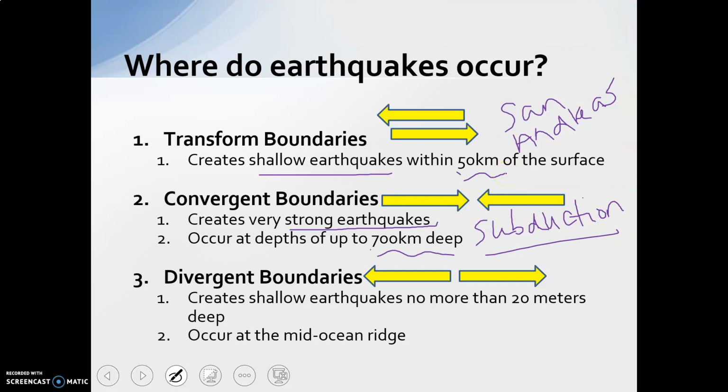The last type of place earthquakes occur is a divergent boundary. It also is going to create shallow earthquakes no more than 20 meters deep. And these are going to occur at mid-ocean ridges. So this is going to be like in, say, Iceland. Lots of little mini earthquakes occur in Iceland, most of those occurring along places where volcanoes are active.